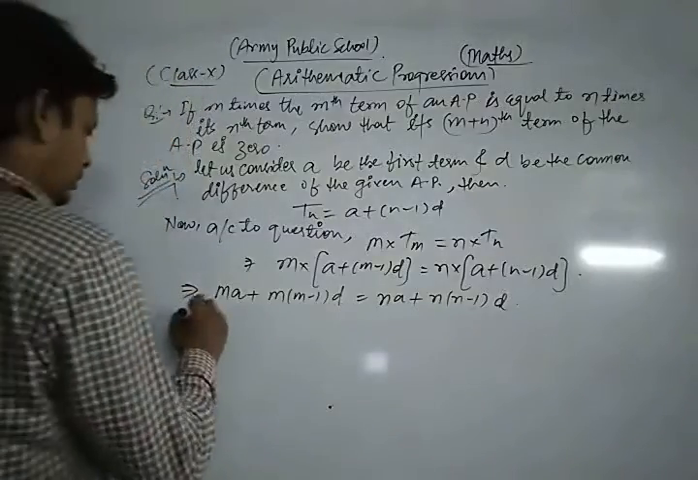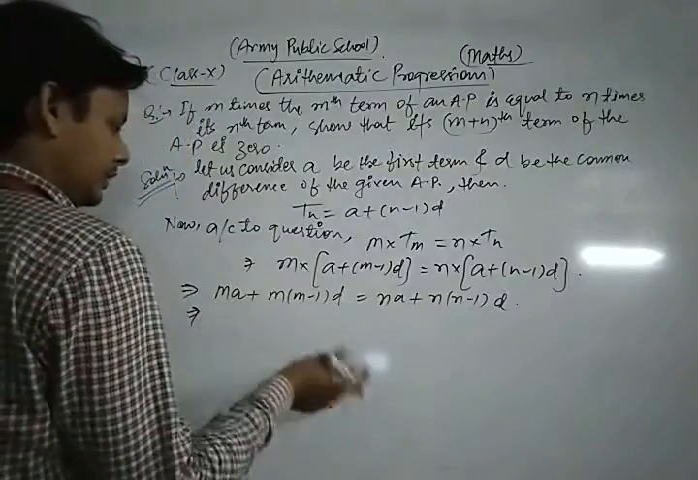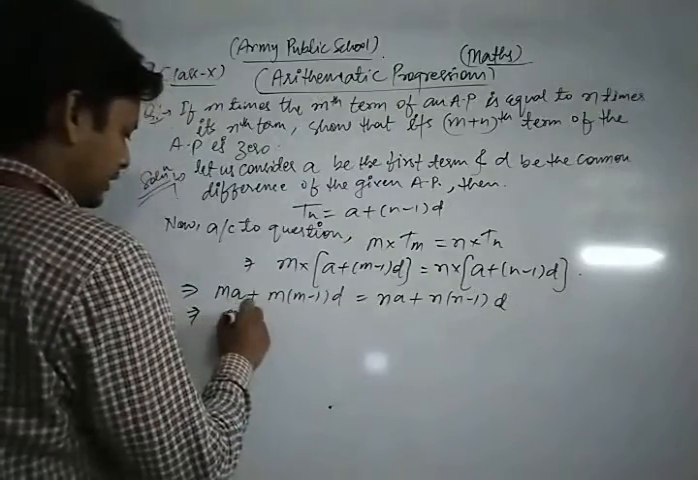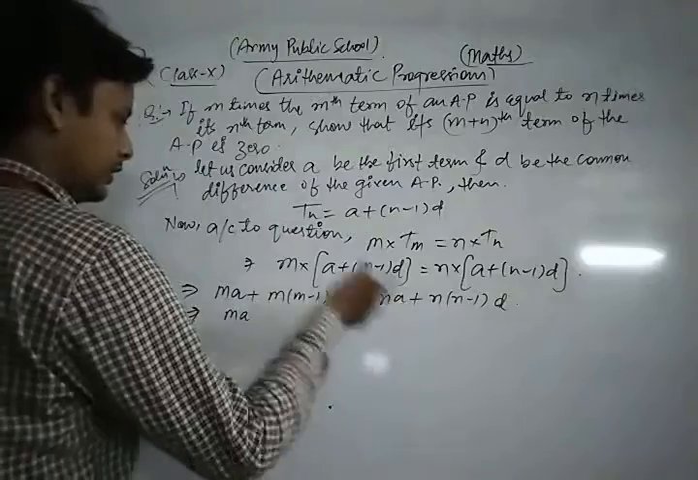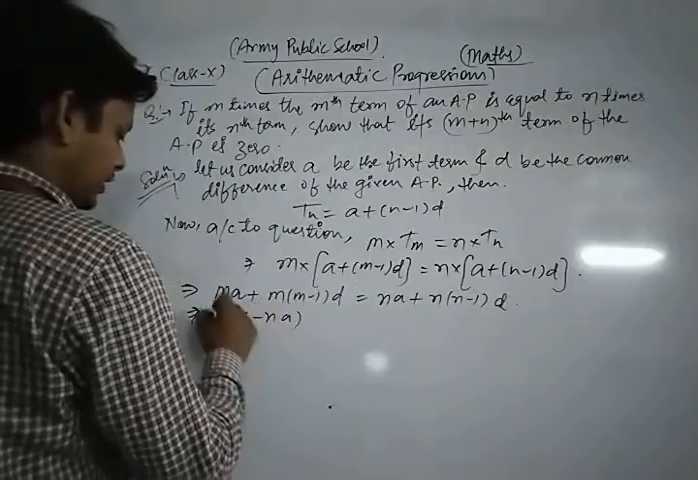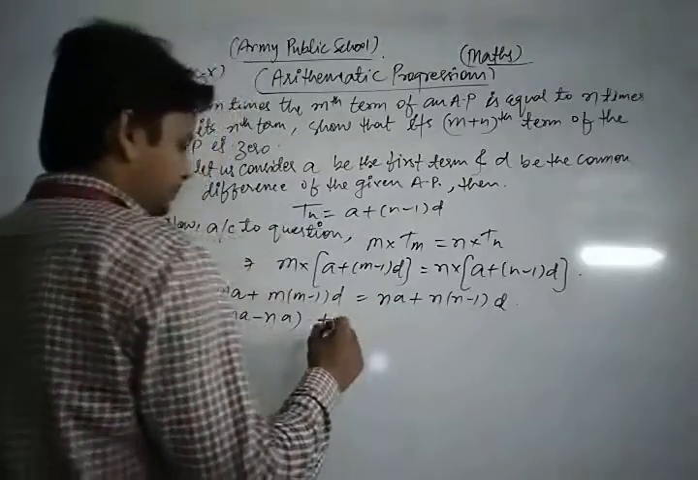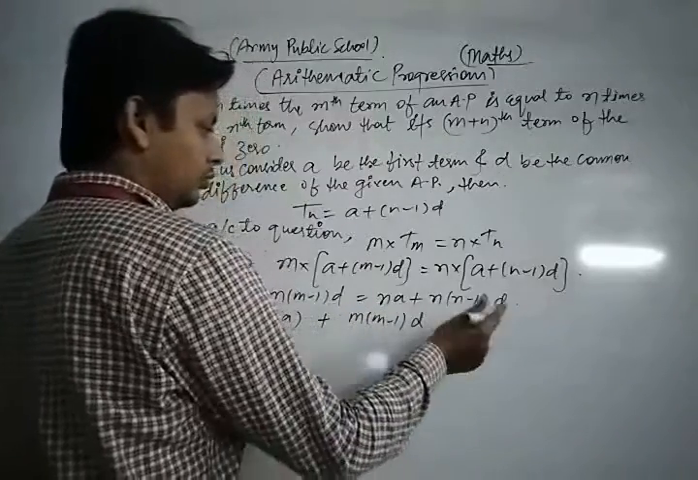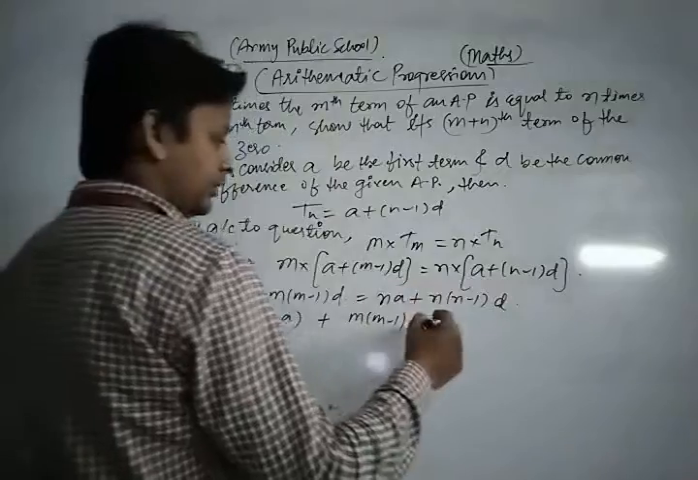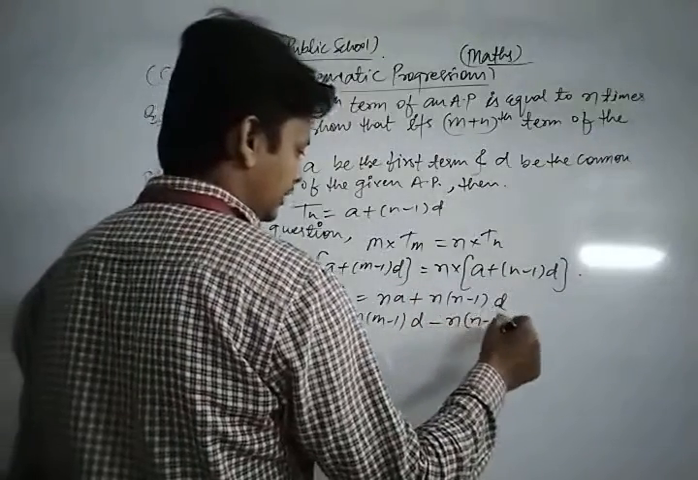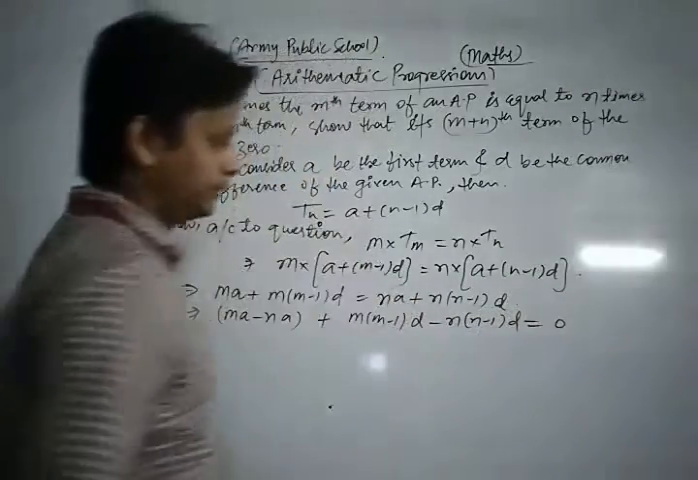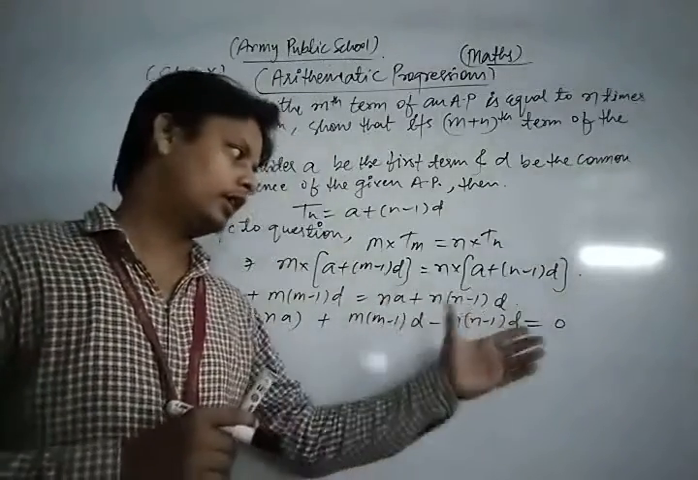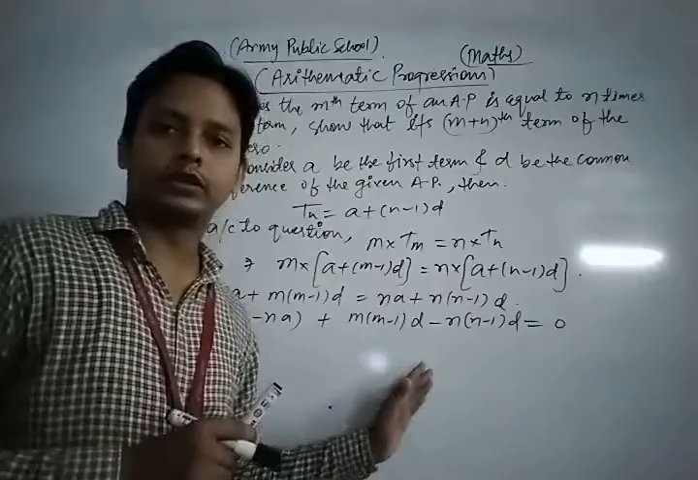Now look, so now we separate the value of a and d. So look, ma is on this side, so na is transferred to that side as minus na, okay? Now plus m minus 1 d is on this side, and now we transfer that value to the left side, minus n minus 1 into d is equal to 0, since that side becomes 0. Means we transfer both the values to the left side of the given equation.